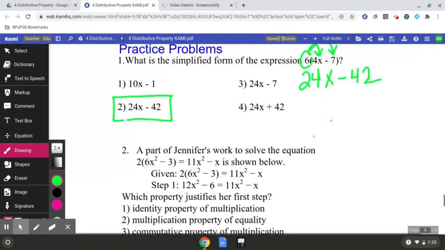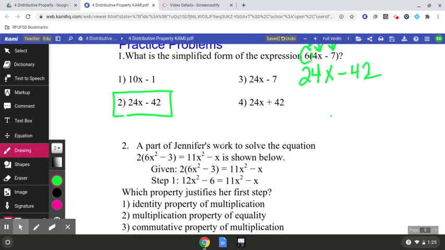Okay, number 2 says a part of Jennifer's work to solve the equation 2 parentheses 6x squared minus 3 equals 11x squared minus x is shown below. So you have her given, which is that first line, and then step 1. We want to know what property justifies this step. The biggest thing, and we have talked about this in lesson 3, is looking at what's different. If we look at only this side of the equal sign, what's different from the first line to the second line? You can see that the parentheses are now gone.